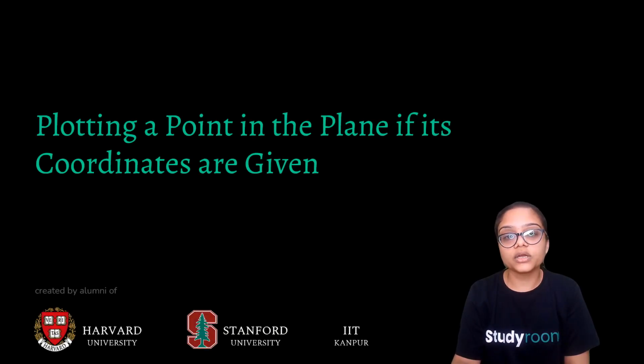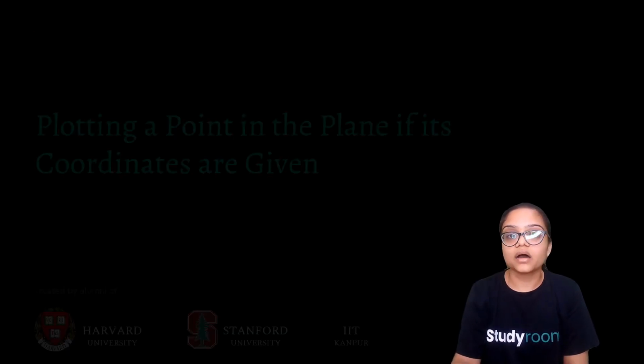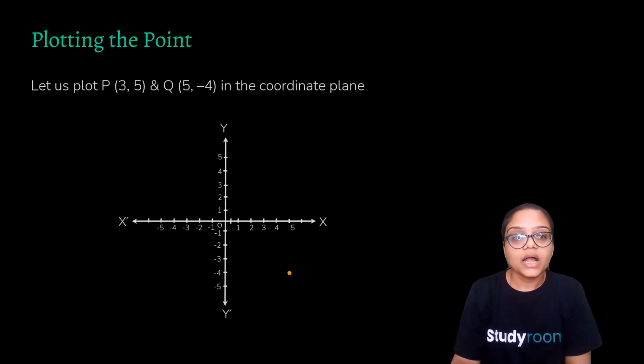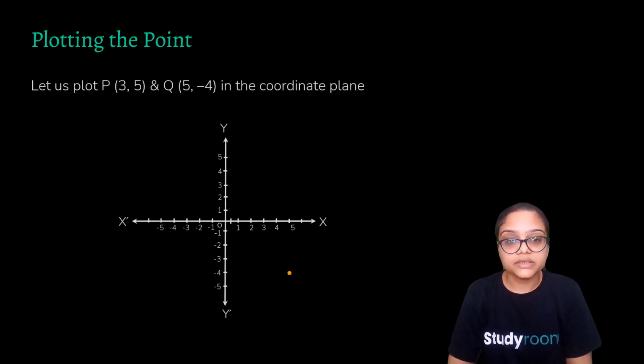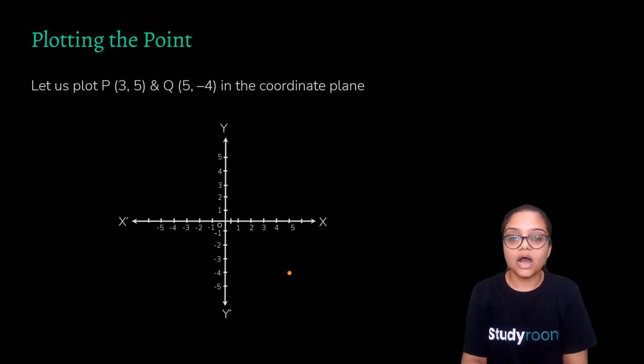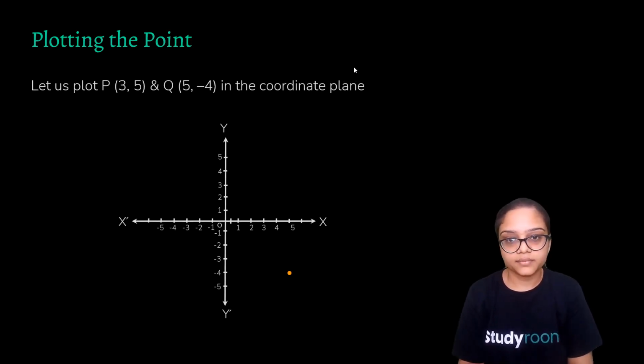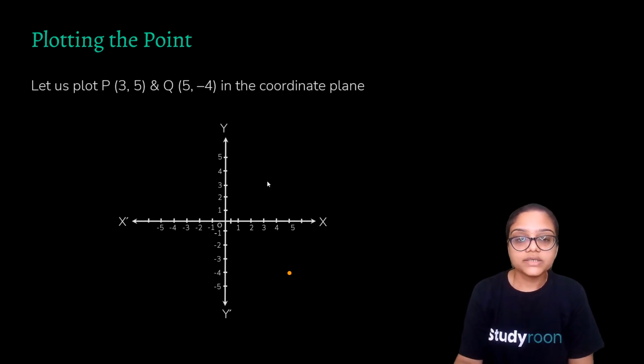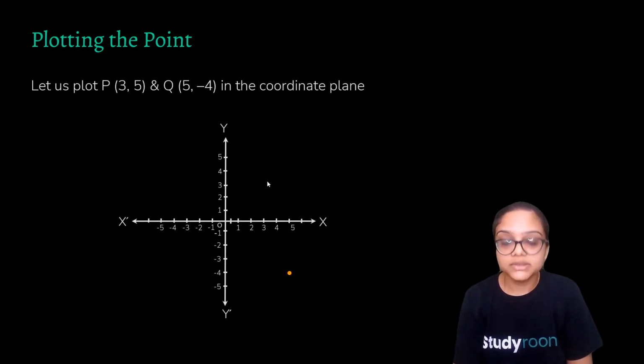How do we plot a point in a plane if its coordinates are given? So let us plot P, given as (3, 5). First we'll start with P, and see how we're going to plot. What do 3 and 5 denote? 3 denotes the abscissa and 5 denotes the ordinate, correct? And what is abscissa? It's the perpendicular distance from the y-axis. And what is ordinate? The perpendicular distance from the x-axis.